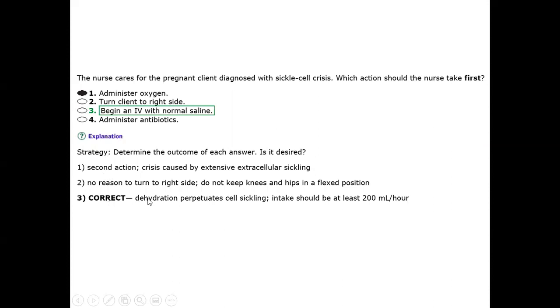So dehydration is one of the precipitating causes of sickling of the red blood cells. Intake should be at least 200 ml per hour. If your patient is dehydrated, it is important to make sure of rehydration.